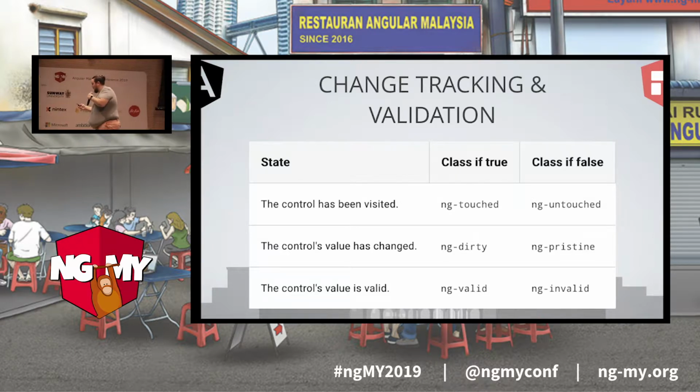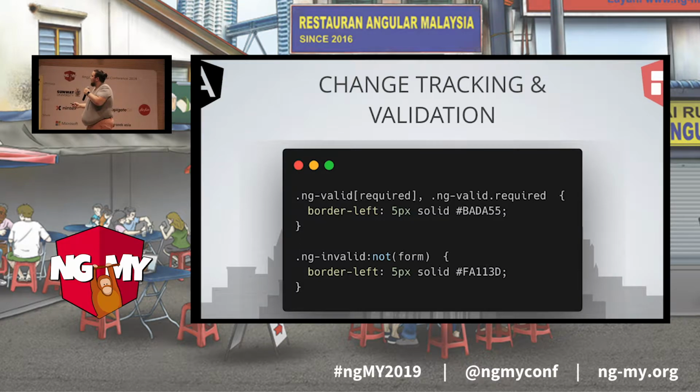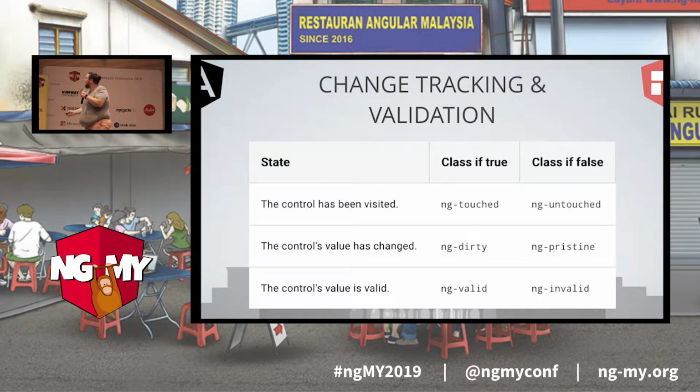Whenever something happens to your form, the CSS attached to it changes. When the control has been visited, it's ng-touched, and it's ng-untouched when you begin with. When you change the value of it, it turns to ng-dirty from ng-pristine. And when the control value is valid, it turns to ng-valid versus ng-invalid. And that's your change detection in template forms.